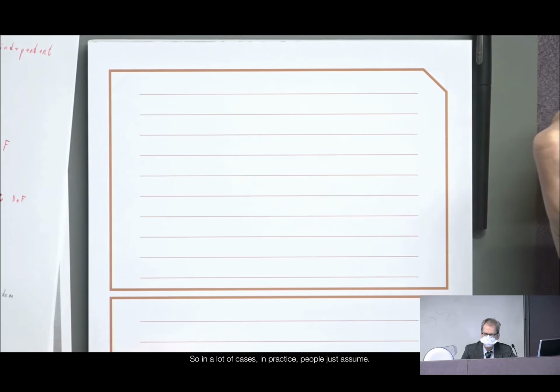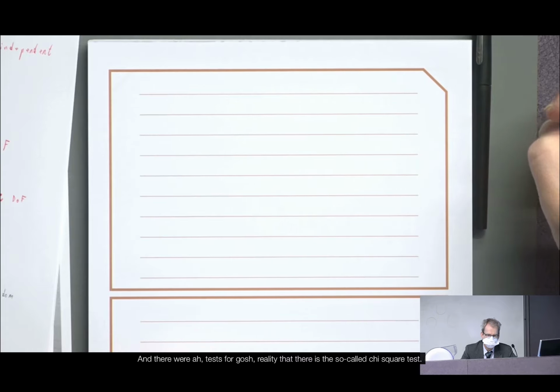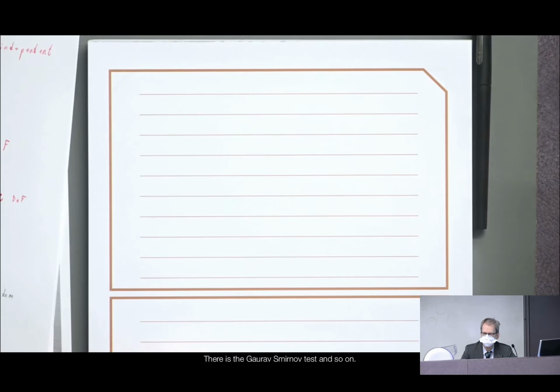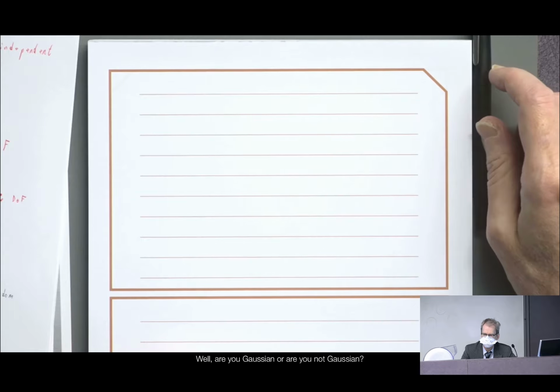So in a lot of cases, in practice, people just assume Gaussianity right from the start. Now, if you wanted to do things properly, then you would actually look at the distribution of the deviations, and you would test, are those deviations actually Gaussian? And there are tests for Gaussianity. Right? There is the so-called chi-square test, there is the Kolmogorov-Smirnov test, and so on. So typically what you should do is test, do you actually have a Gaussian distribution? And then based on that, you would do all your computations about confidence intervals and other things according to, well, are you Gaussian or are you not Gaussian?